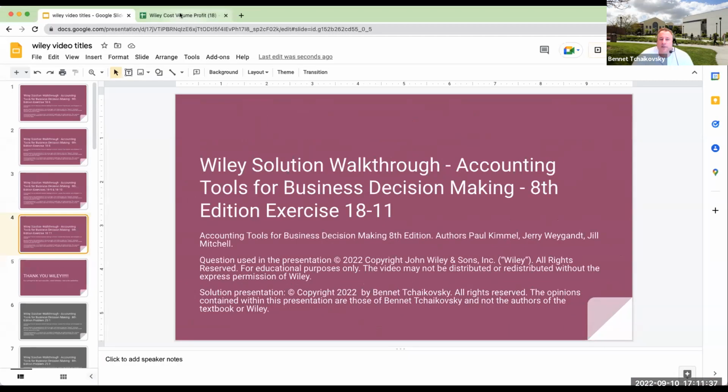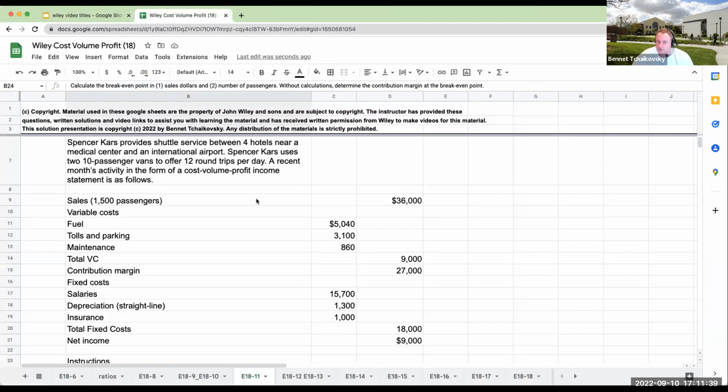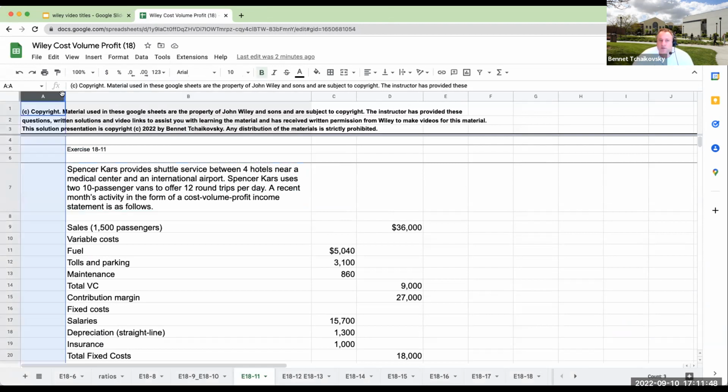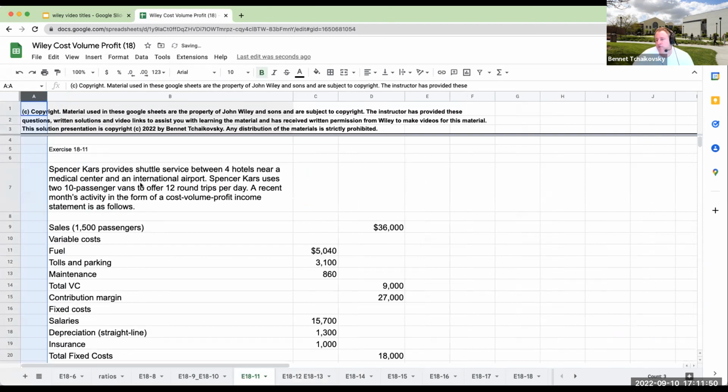All right, let's go over here. And before we thank that bus driver, let's take a look. So we've got Spencer Cars. Is that like Cars for Kids? 1-800-877 Cars for Kids.